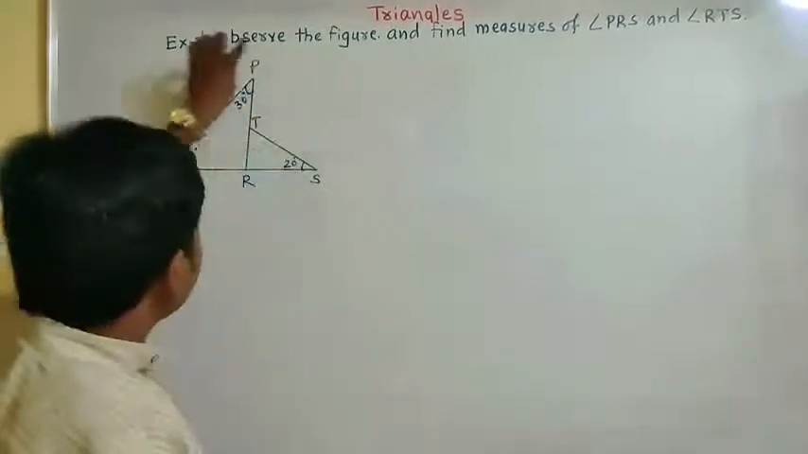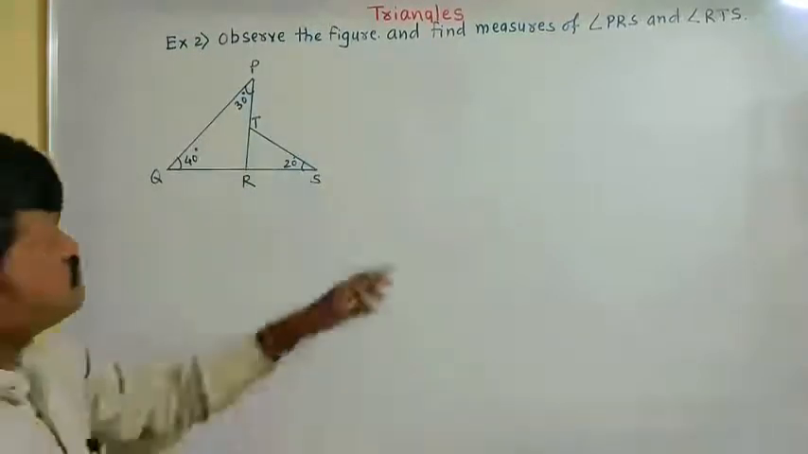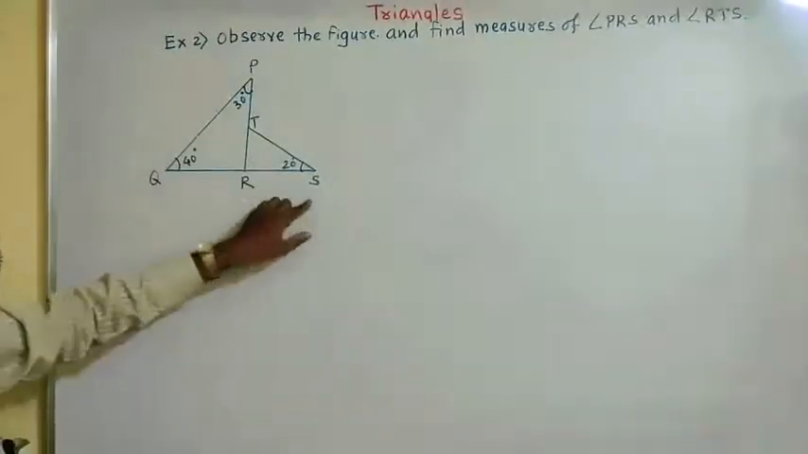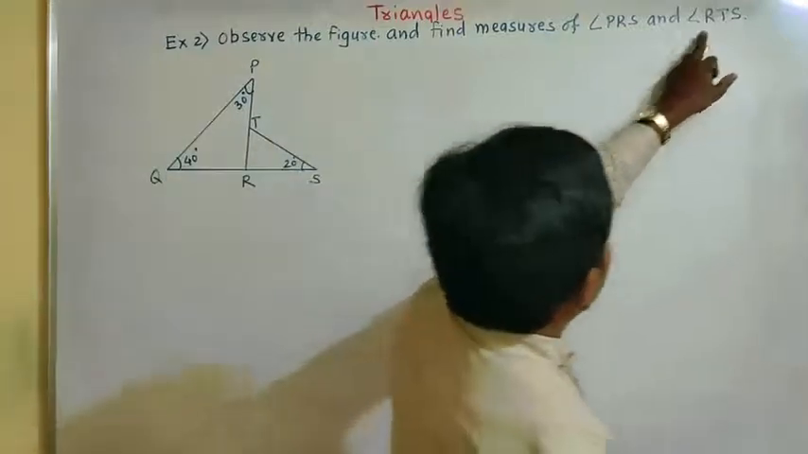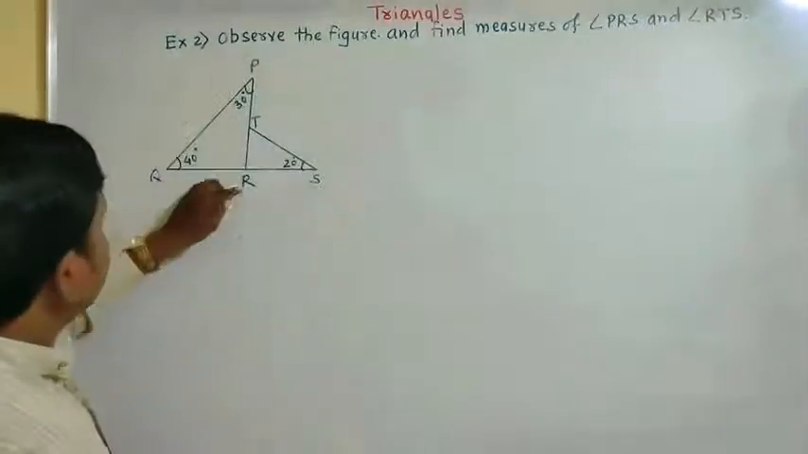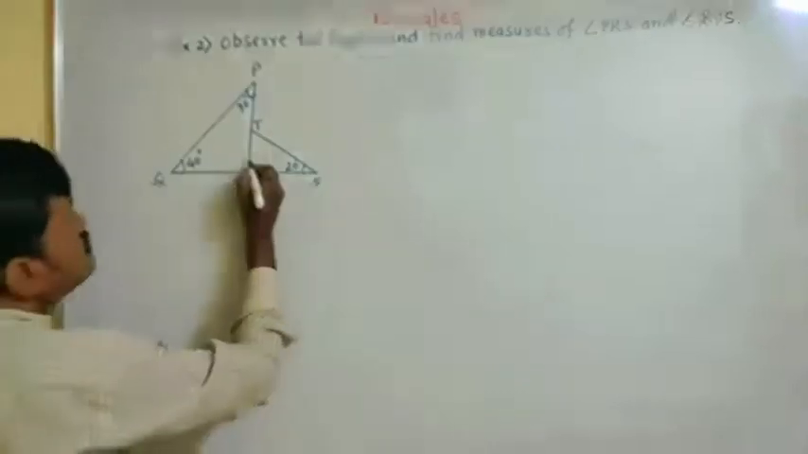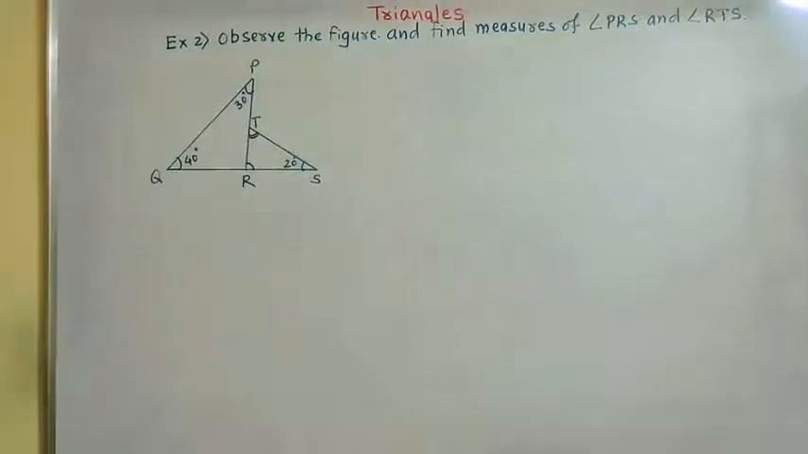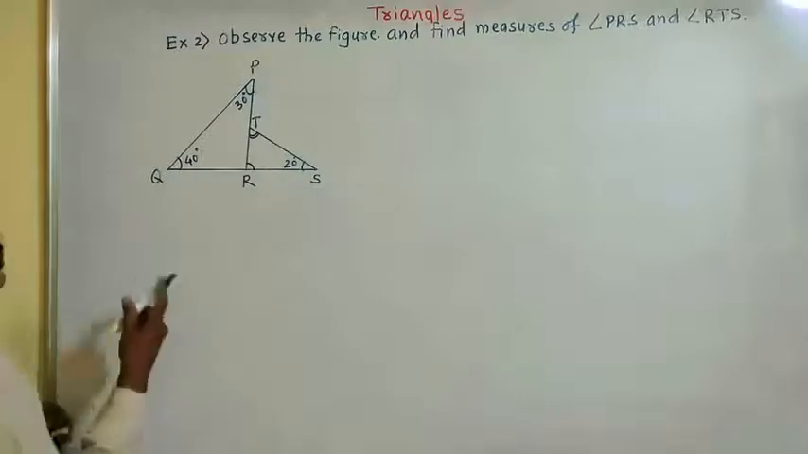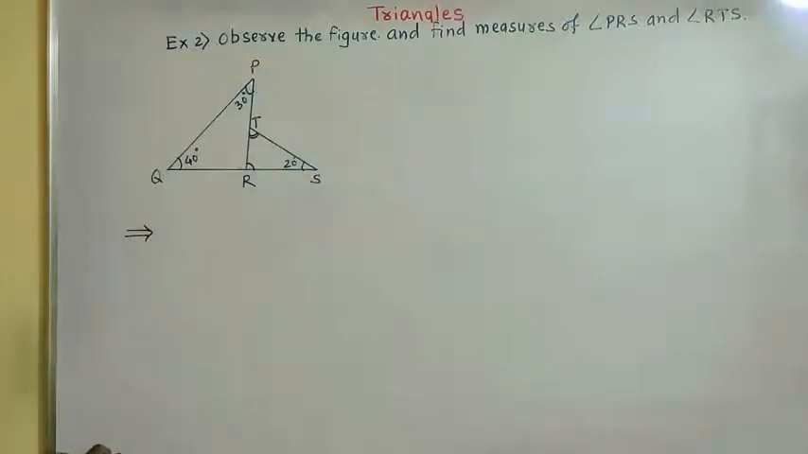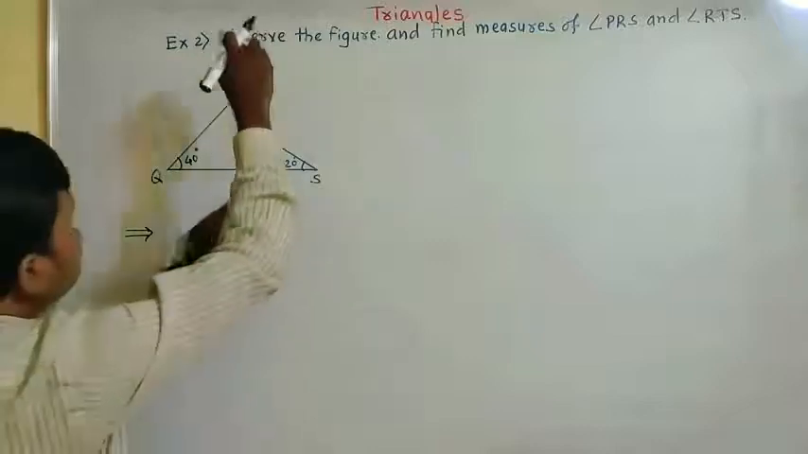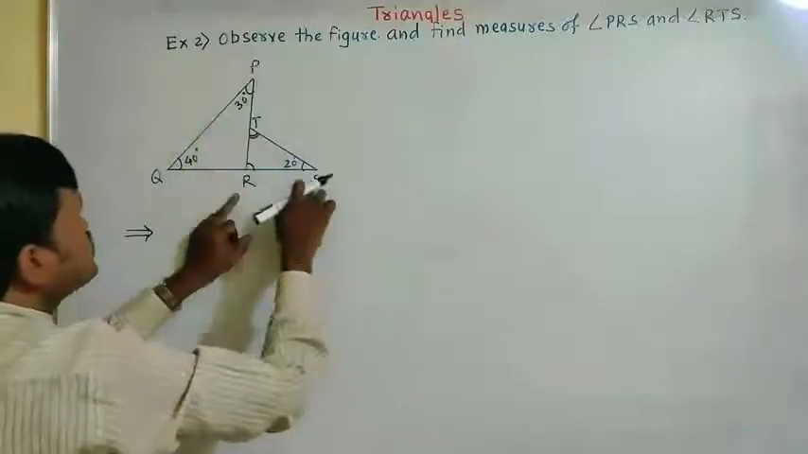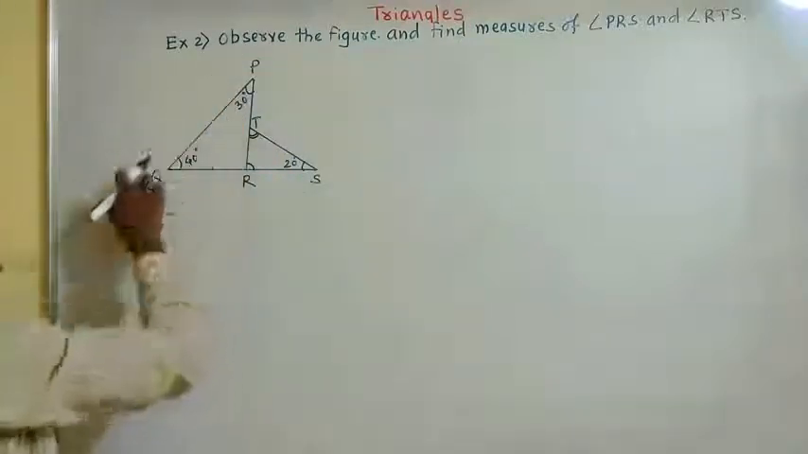Observe the figure. There is one figure given; you observe it first and find the measure of angle PRS, these angles, and RTS, these angles. So you find out PRS and RTS. These two angles we calculate here. So for that, what do we do here? We write the solution of this. Observe this figure first. Angle PRS is an exterior angle of this triangle PQR.